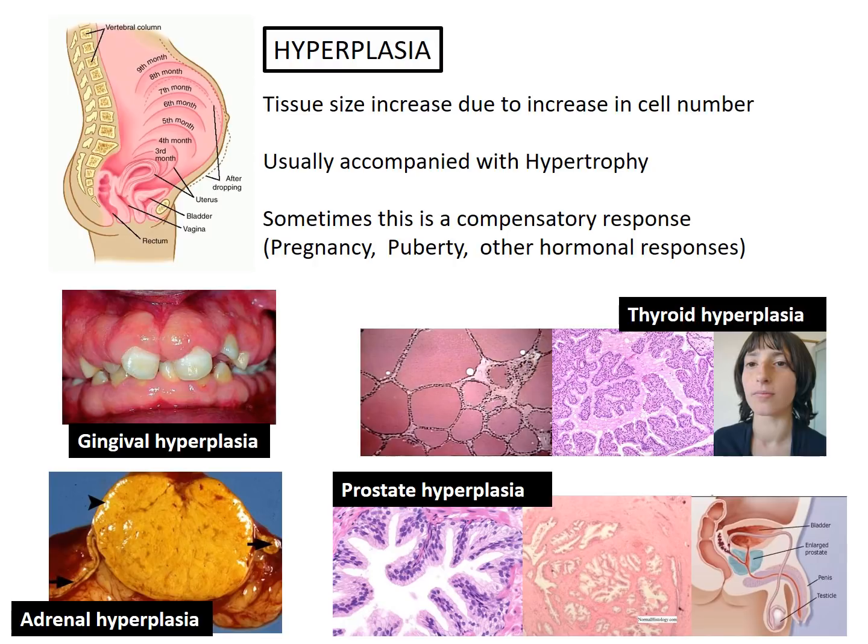Hyperplasia is growth of tissue due to an increase in the cell number. So the cells themselves aren't necessarily expanding in size, but we're getting more of the cells. And here we see a number of different examples of hyperplasia. Let me point to two of them that we'll talk about in more detail. Thyroid hyperplasia leading to Graves' disease and hyperthyroidism. We'll see that in the endocrine unit. And then prostate hyperplasia, or BPH, benign prostatic hyperplasia, which we see in middle-aged and elderly adult males.